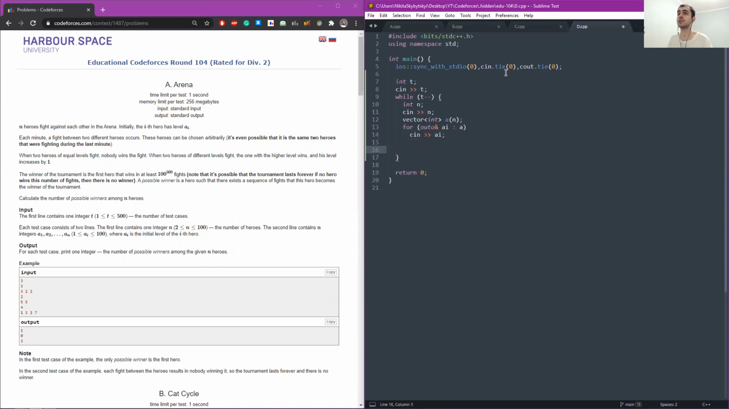Now that we read the input, we can actually solve the problem. And I believe the solution is like, if the hero is not the lowest level, then he can just win the fight with the lowest leveled hero, repeatedly until he wins all the fights in the world, right? So we effectively want to say how many values are not equal to the minimum value, right?